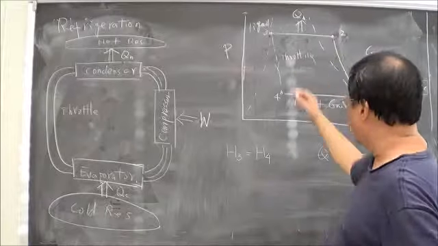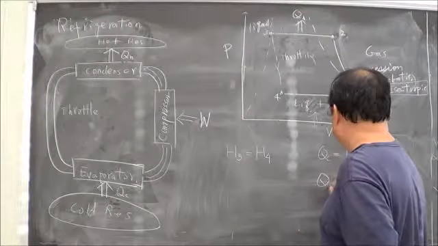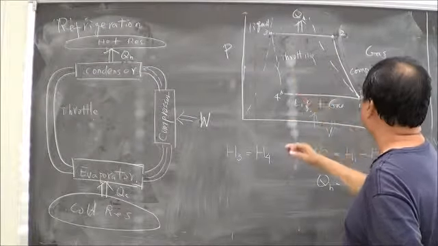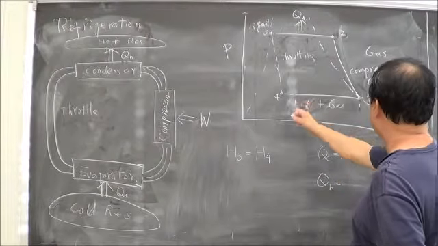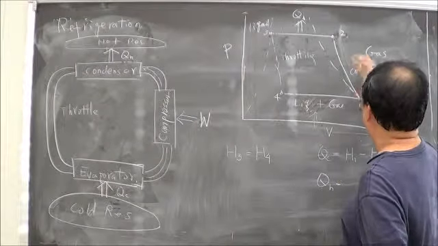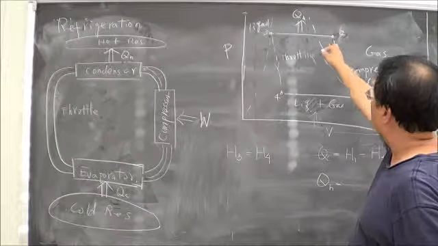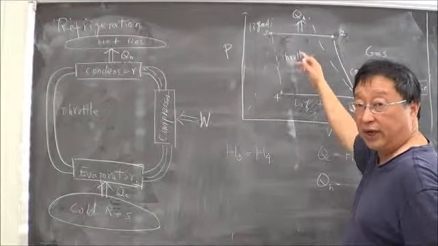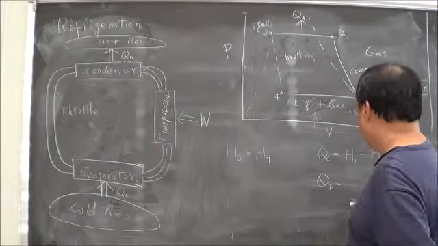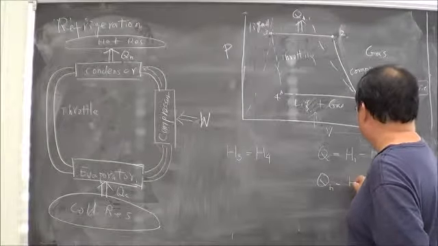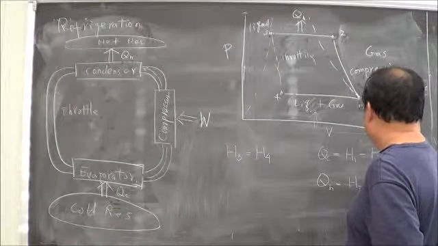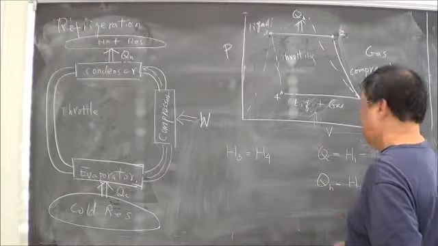Now, what is the QH, which is the heat that you expel? Of course, it's going to be equal to this QC plus the W. That is your QH. But if I want to use this picture, then it's going to be equal to H2 minus H3.